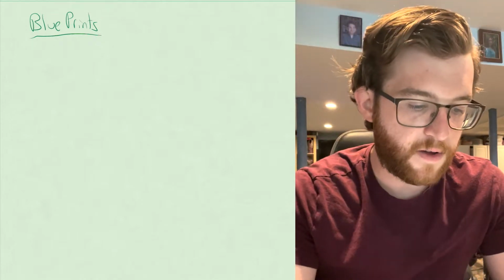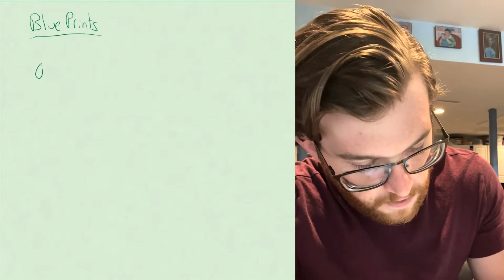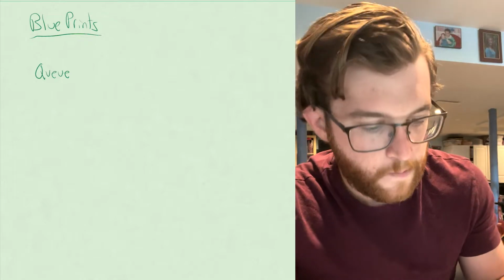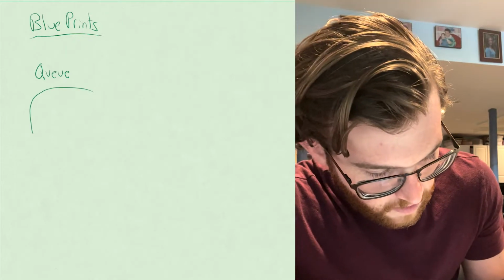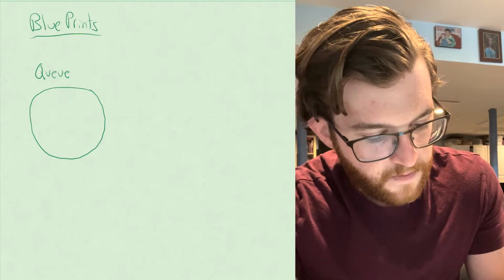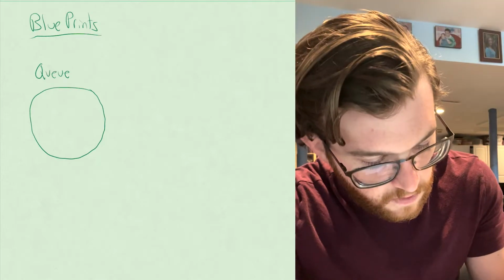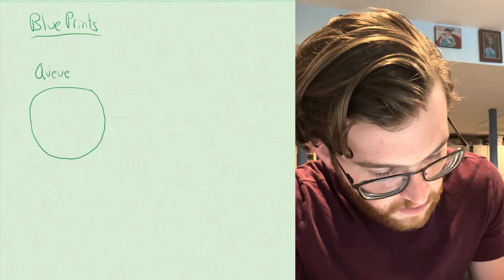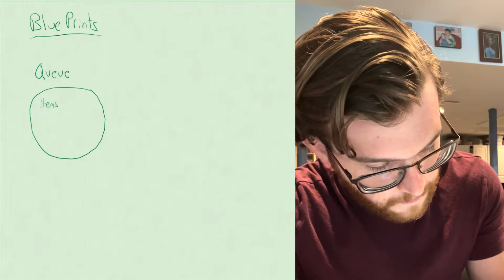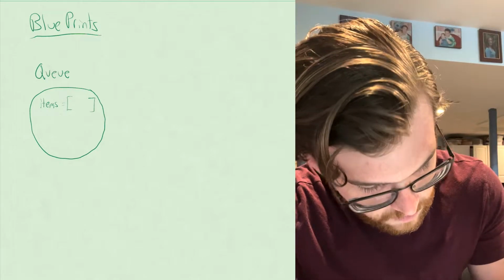So, we're going to have a couple objects. The first one is the queue itself. And so we'll just write queue. And we're going to represent this with a circle. And in this we have our attributes and methods. So the attributes that are inside of the queue is just going to be a list called items. So let's call this items. And we represent this with just a list.